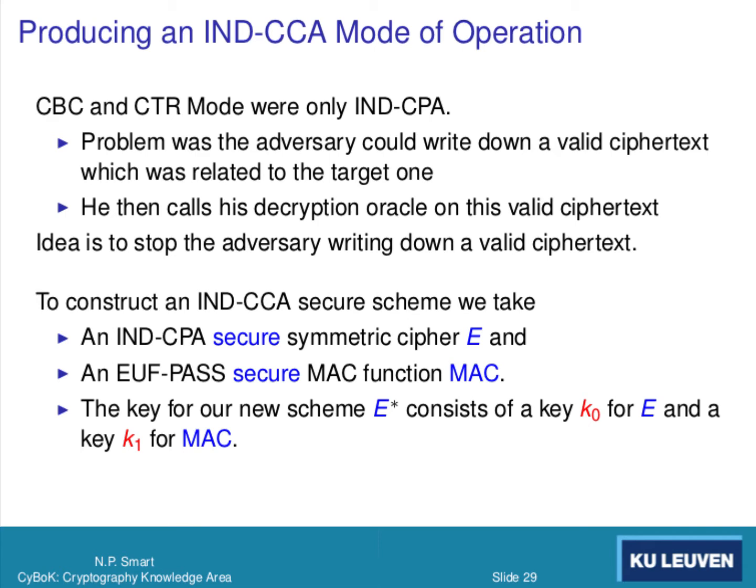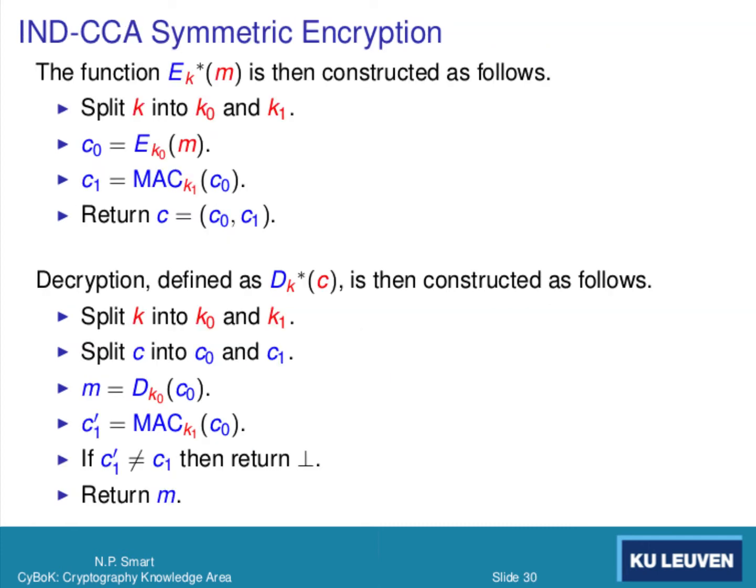So the way these are done is that the key for the new scheme, the new super scheme, is both the key of the encryption scheme and the key of the MAC. So to create a CCA encryption scheme, what we do is we take a MAC scheme and a CPA encryption scheme. We take the key, we split it into two.